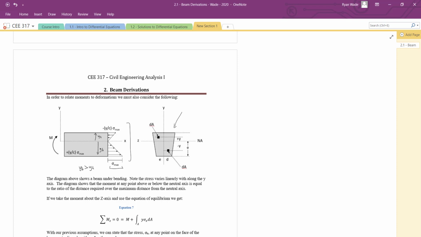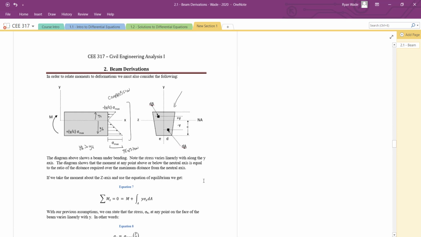I'm also going to consider two small areas, delta A, on either side, either in compression or tension based on what our loading conditions are. In this case, the compression is at the top based on where the arrows are going, and tension at the bottom. So we're going to consider two small sections of area, one in compression, one in tension, each at a different distance from the neutral axis.